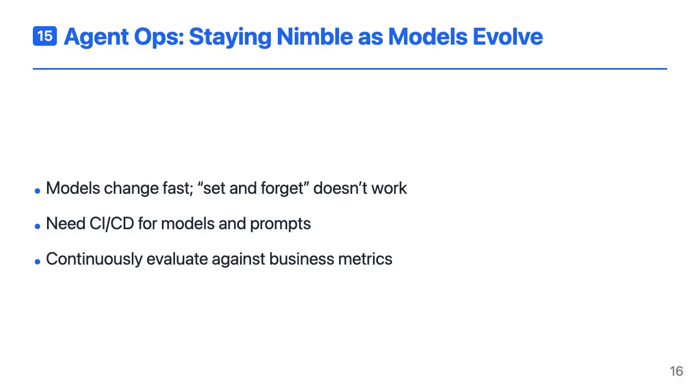The model you choose today will almost certainly be outdated in 6 months. That's why you need an agent ops practice, not a one-time integration. Think of it like CI/CD for models and prompts. You continuously evaluate new models against your real business metrics such as task success rate, time to resolution, or error rate. With good observability and automated tests, you can safely upgrade the agent's brain without rewriting the whole system, keeping your application at the frontier of capability.